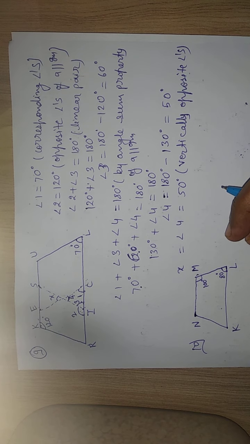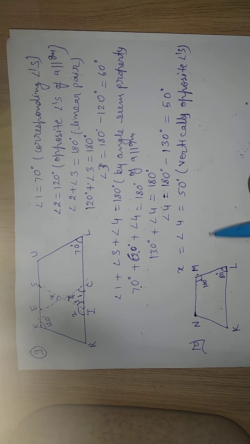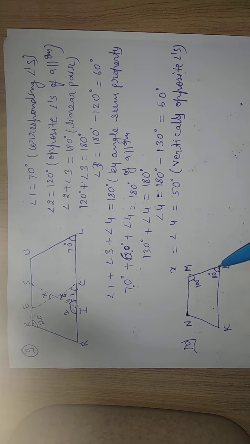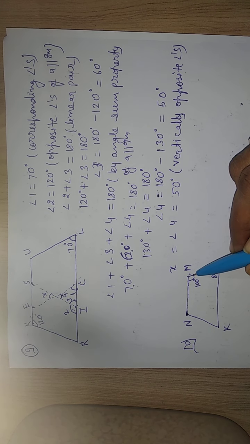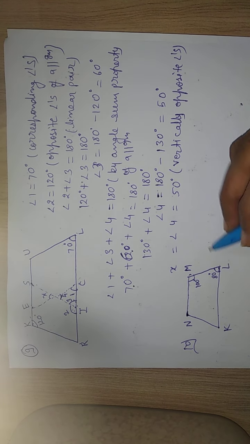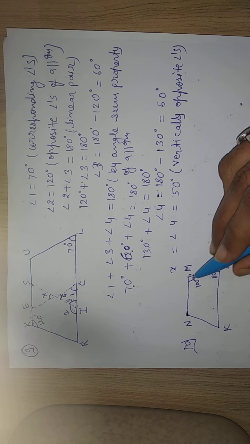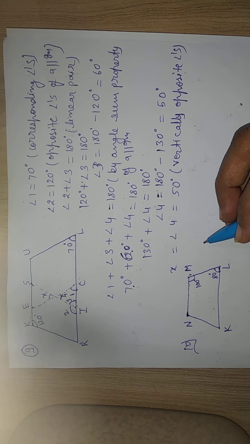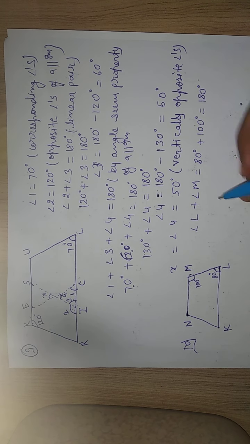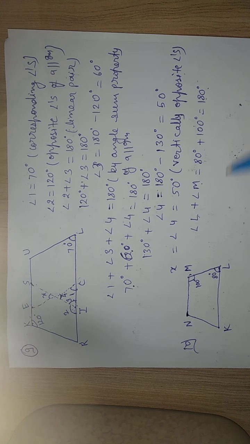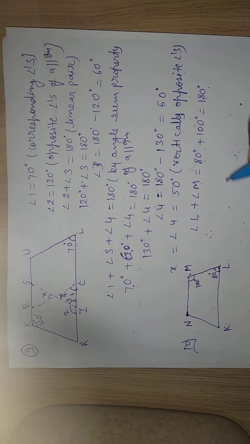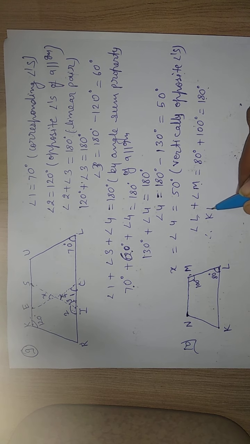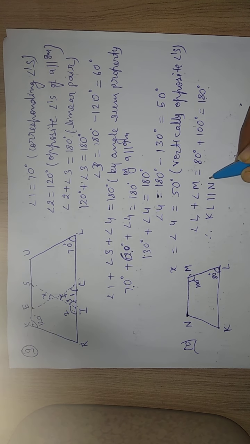Question number 10. Explain how the figure is a trapezium and which of its two sides are parallel. This figure is given. Here angle L is equal to 80 degrees and angle M is equal to 100 degrees. So we have to explain why it is a trapezium. Since the sum of these two angles, angle L plus angle M, is equal to 180 degrees, therefore KL is parallel to NM.